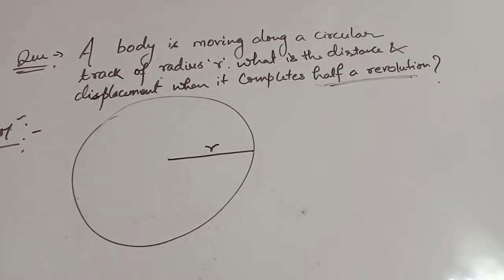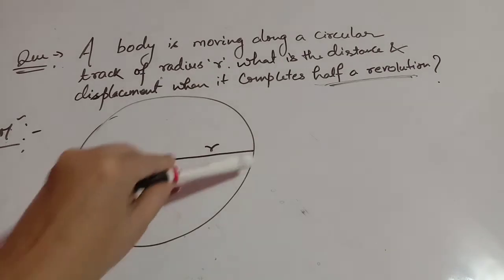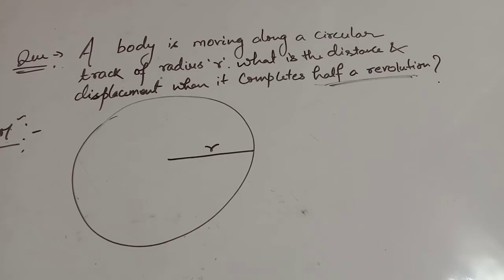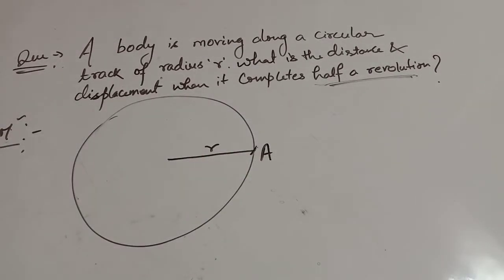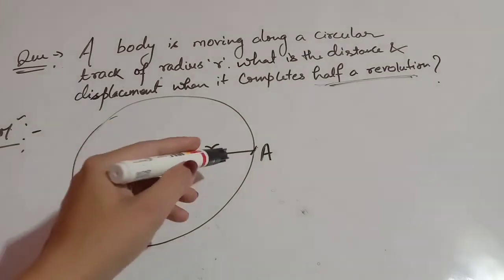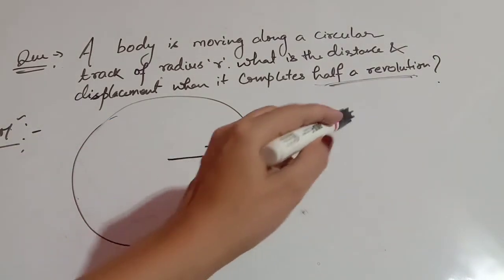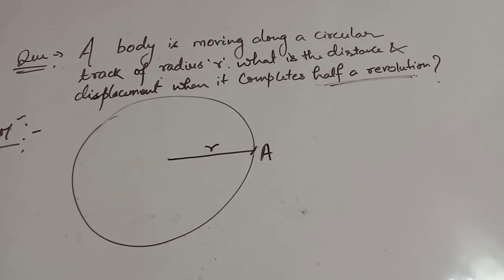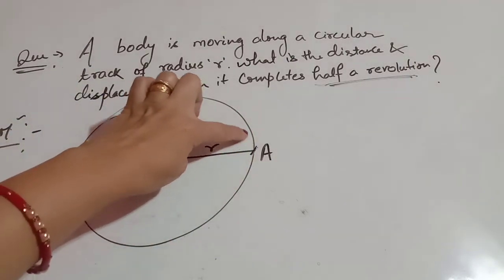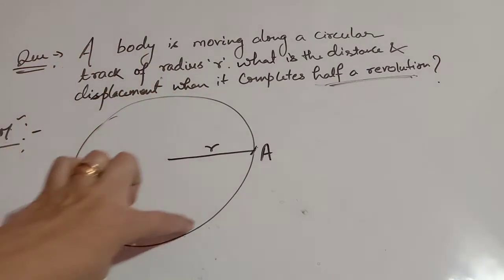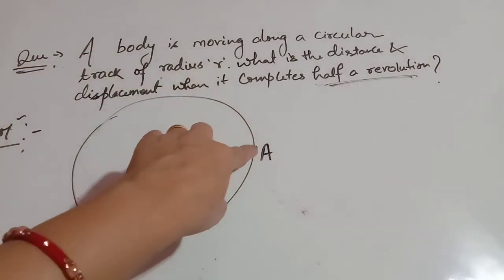Children, first you understand one revolution. If in a circular track an object completes one complete revolution, suppose the object starts moving from point A, this point we will consider as the initial point. So one revolution means what distance is covered by the object? The distance is equal to the circumference of the circle. This entire circumference is completed by the object in one round.